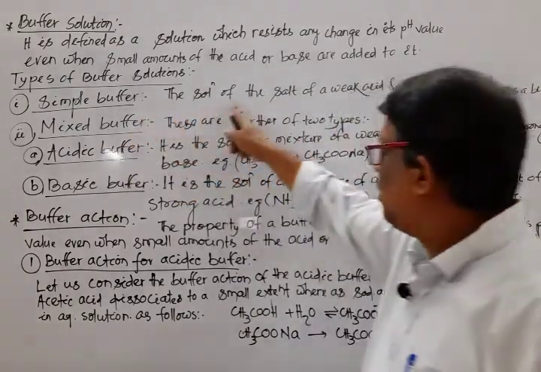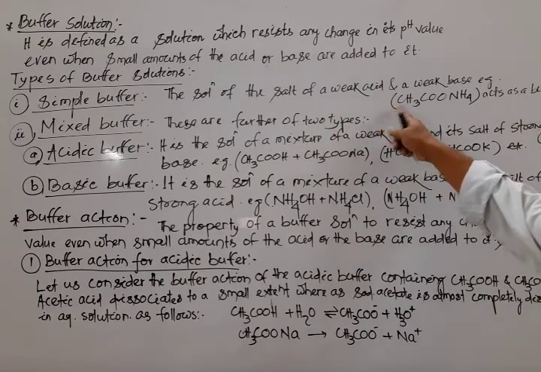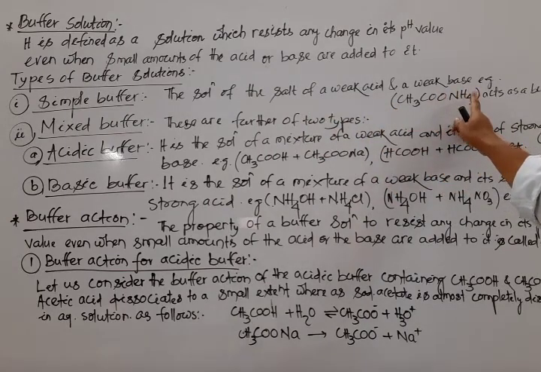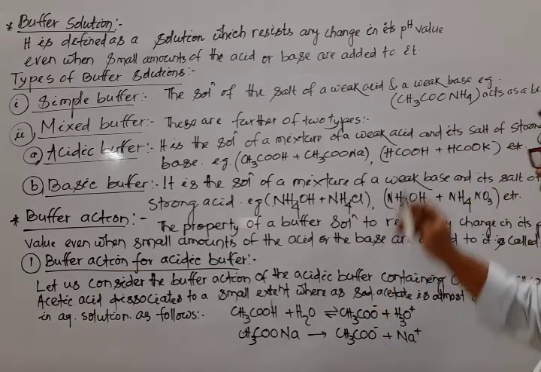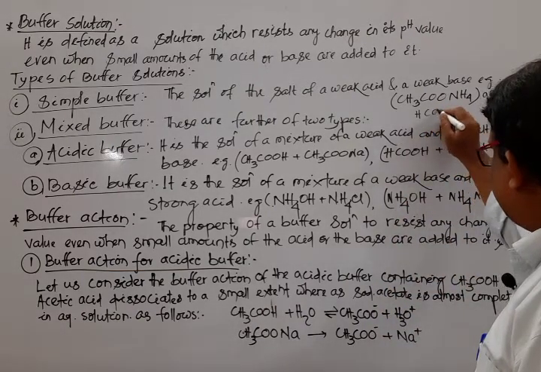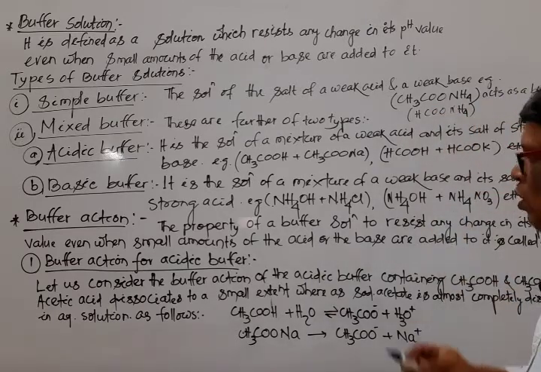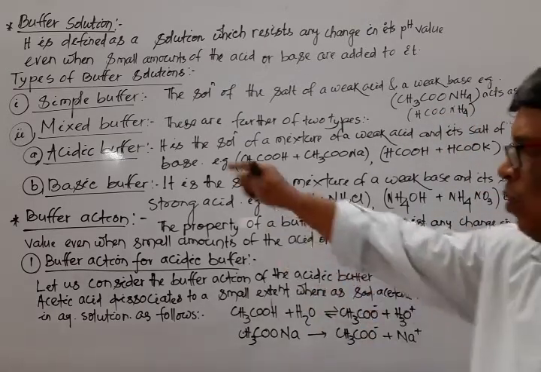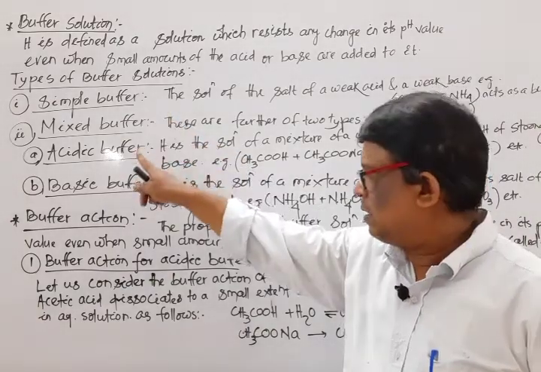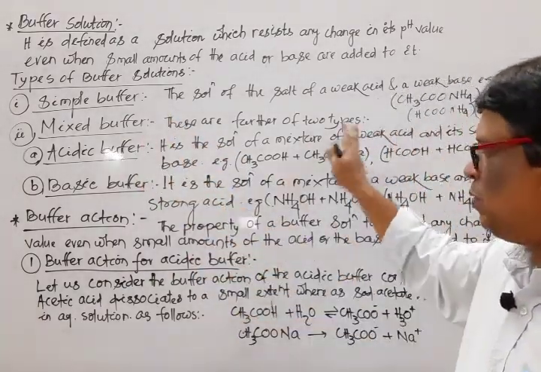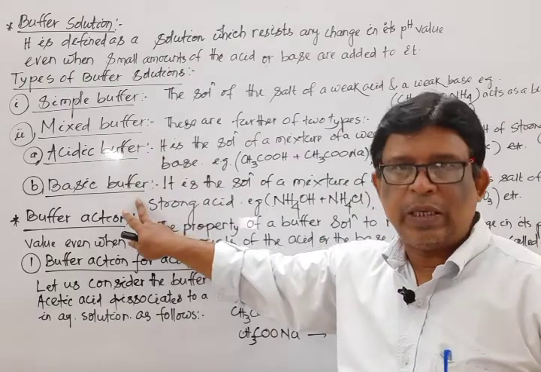What is a simple buffer? The solution of the salt of a weak acid and a weak base. Example, ammonium acetate, ammonium formate, HCOONH4. Ammonium acetate and ammonium formate act as examples of simple buffer. Next, mixed buffer. Again, it is of two types. One is acidic buffer, one is basic buffer.